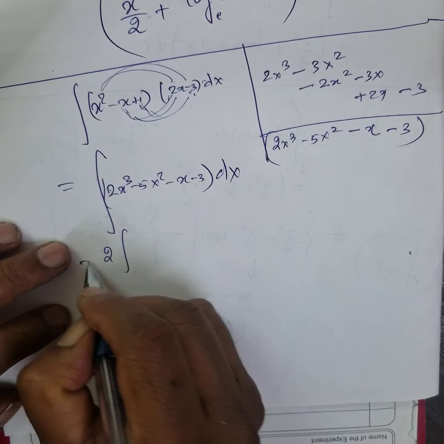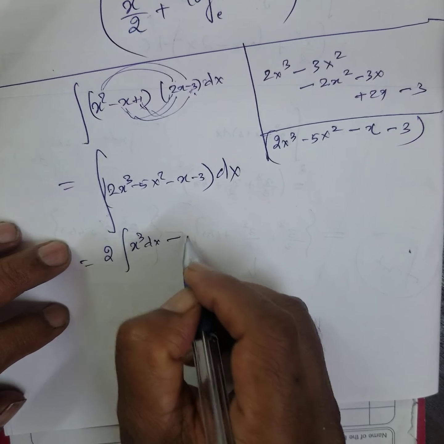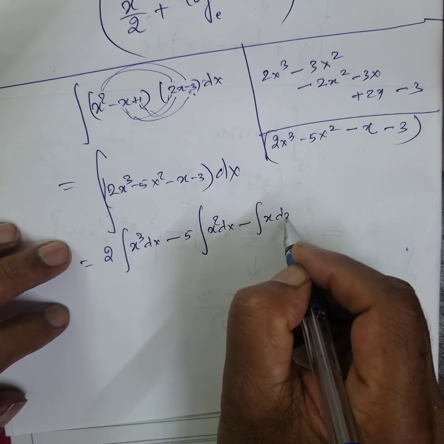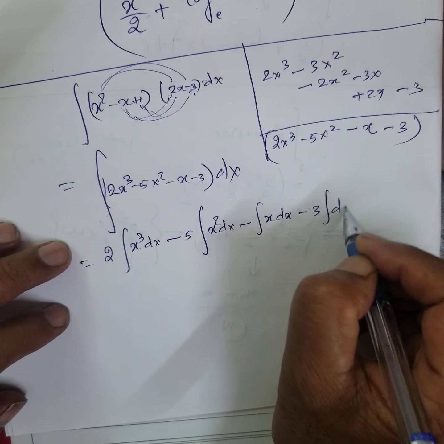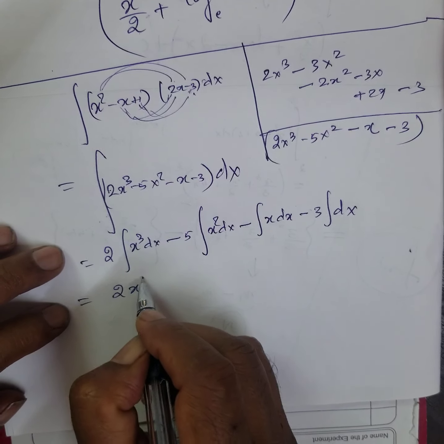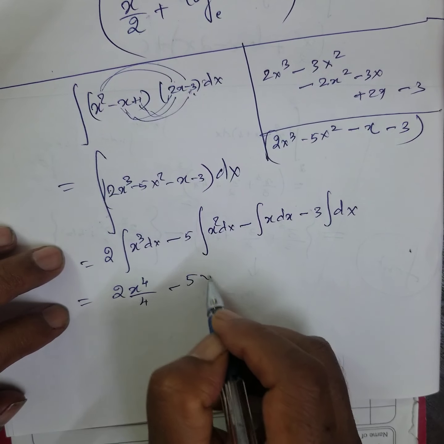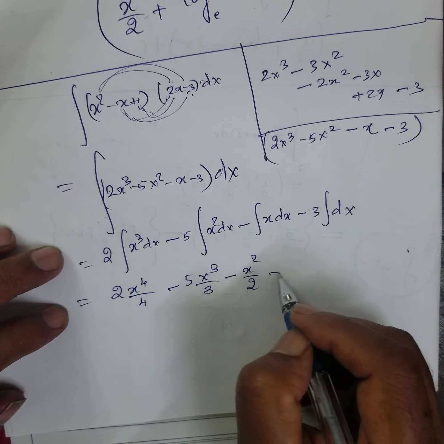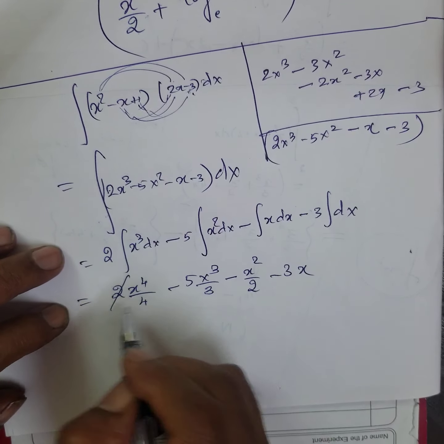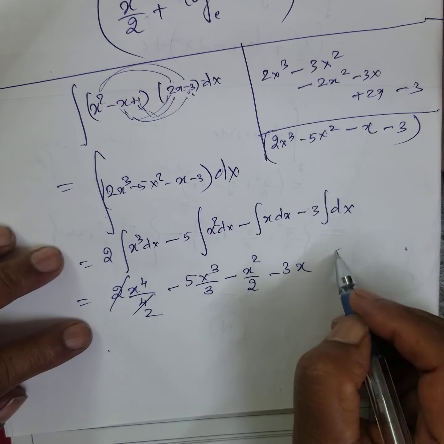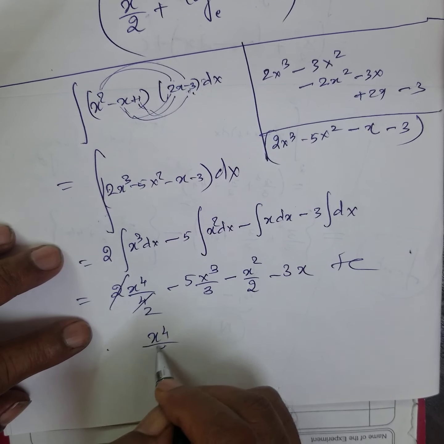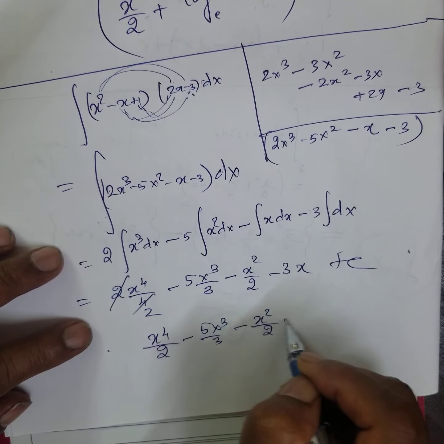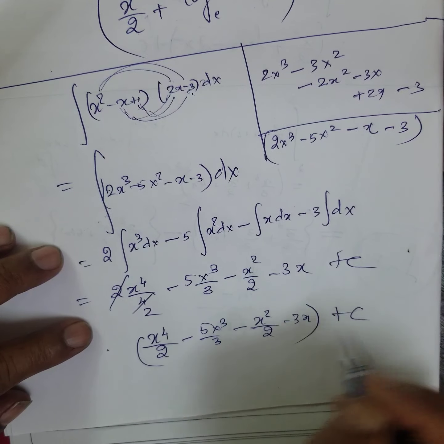You take 2 outside, x cube dx, minus 5 outside, x square dx, minus x dx, minus 3 you take it, integration of dx. Therefore you will get 2 x to the power 4 by 4 minus 5 x cube by 3 minus x square by 2 minus 3 times integration of dx, that is x. Twice it goes. Therefore the answer is plus c, you can write it: x to the 4 by 2 minus 5x cube by 3 minus x square by 2 minus 3x plus c.